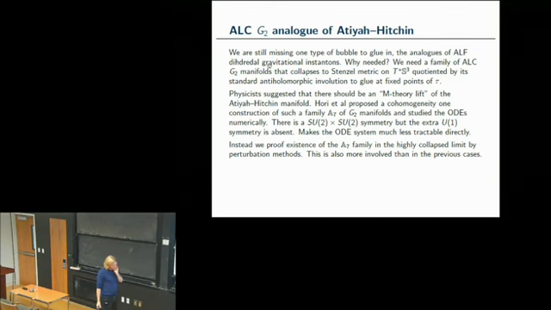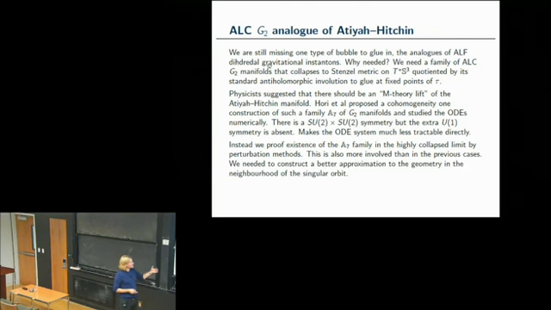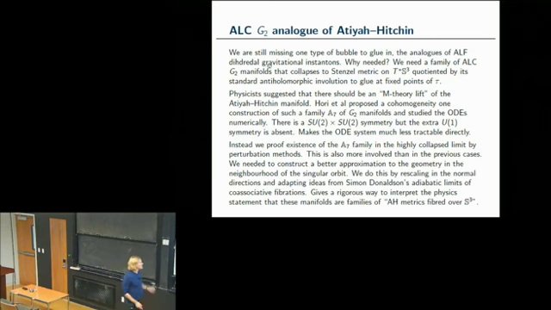But again, if instead one takes the point of view of looking for the collapse limits, then you can approach this problem. But again, it is more involved than in the previous cases, in that essentially what you need to do is to find a better approximation to the geometry in the neighborhood of the singular orbit. And in order to do that, the solution was inspired by what Simon is going to talk about this afternoon: if you rescale appropriately in the normal directions, then you pass to some limiting situation.